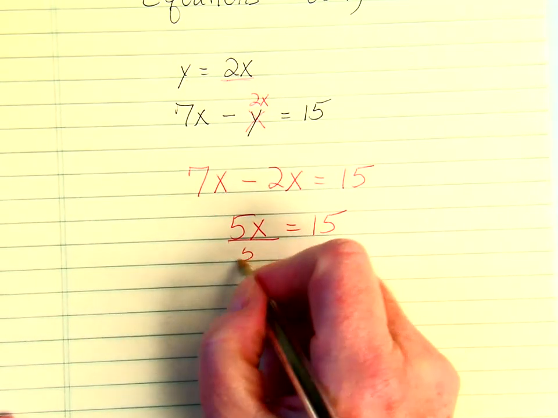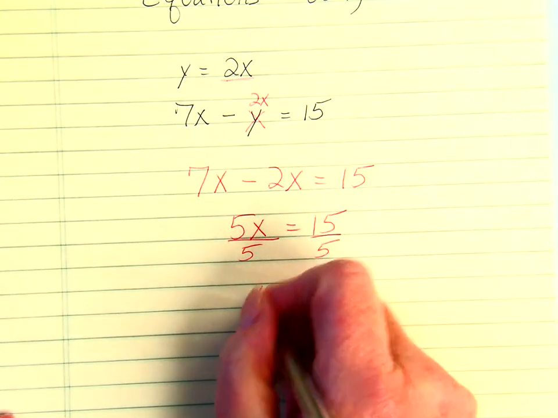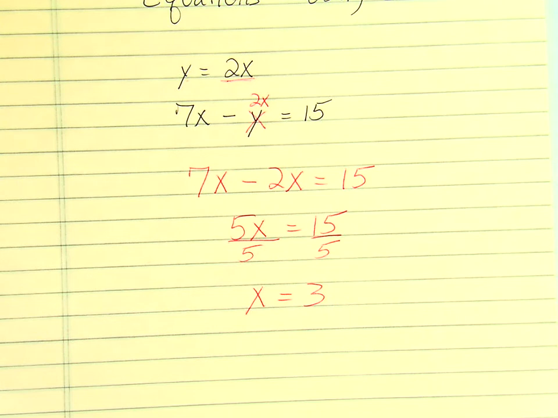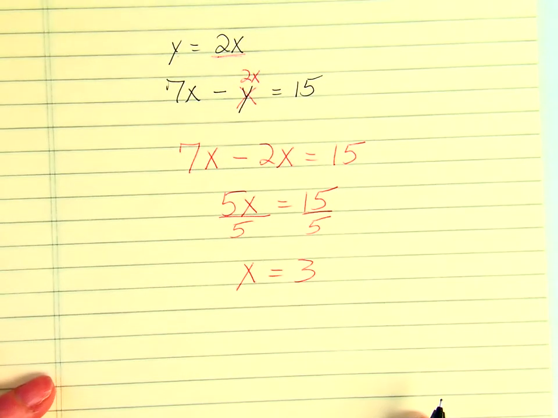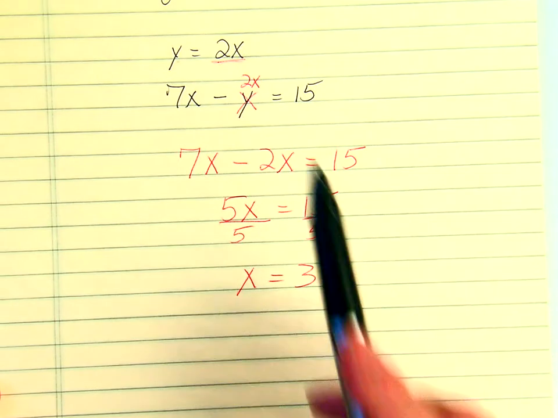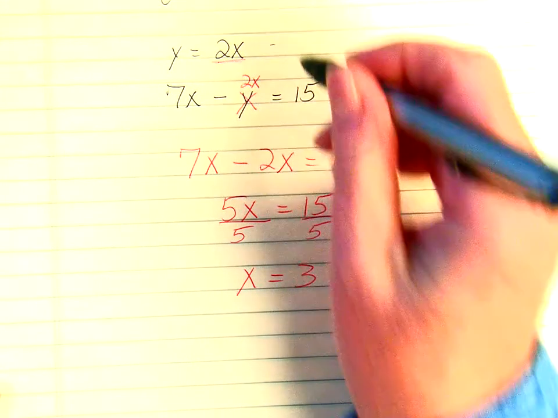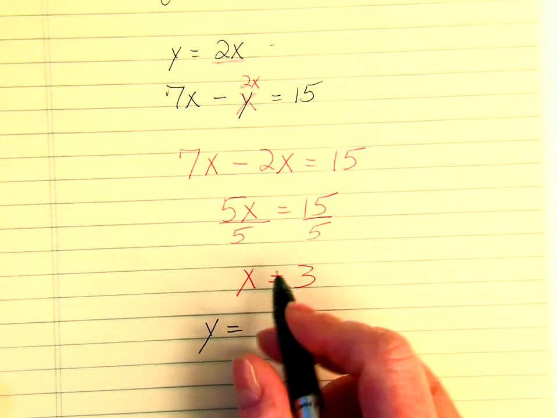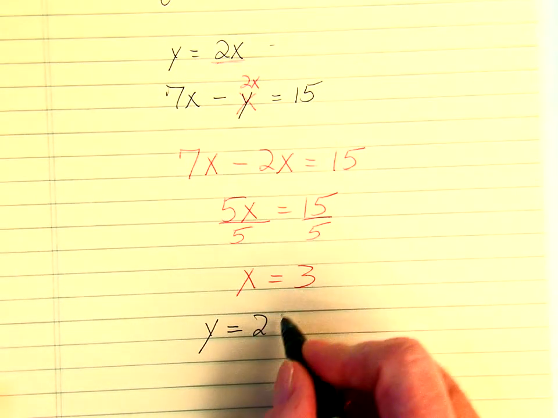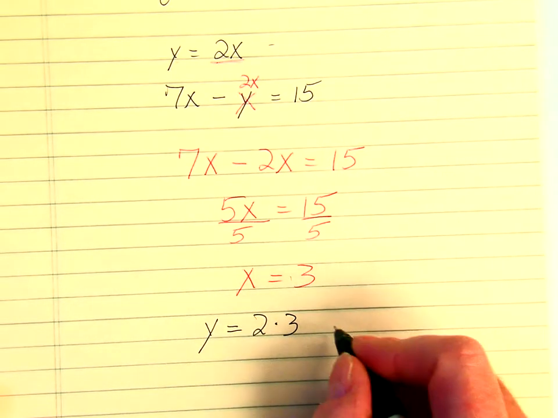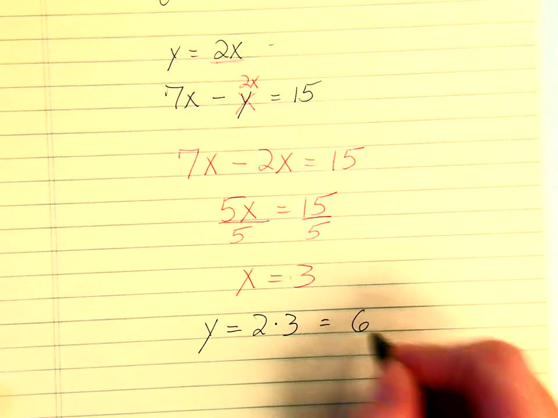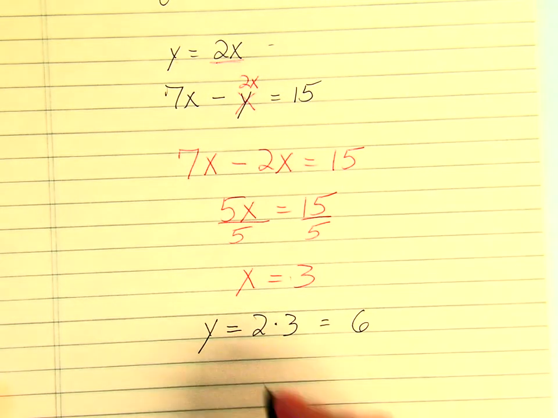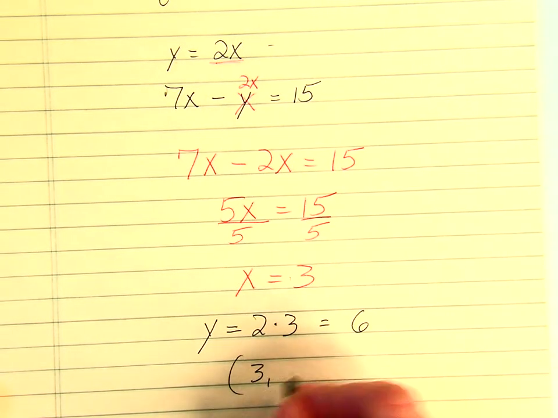Now we're going to divide both sides by 5, and we get x equals 3. So now I know what my x value is. Now let's go back to black, I think it's easier to see. If I go back to this very first equation up here, y equals 2x, I already know that x is 3. So y equals 2 times 3, that means that y is equal to 6. And my solution is therefore (3, 6).